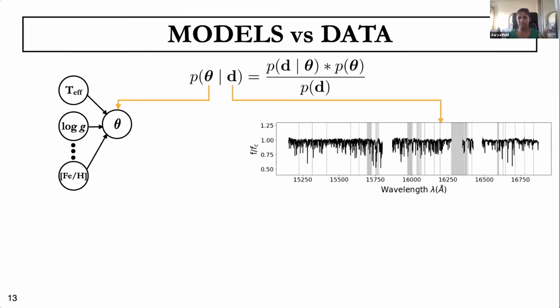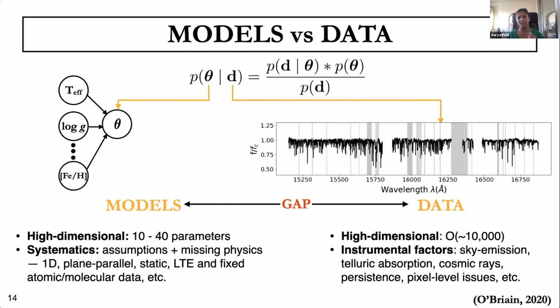Now, when we want to infer something like this, we have models, or theta, which are the parameters, and our data. There's quite a bit of gap between the two, which was recently termed the synthetic gap in one of the papers. Our models, which have 10 to 40 parameters, are known to induce systematics because of assumptions and missing physics. We often assume one-dimensional, plane-parallel, static, LTE atmospheres with fixed atomic data, which we know add some systematics. And the data is high dimensional, on the order of 10,000 in APOGEE.